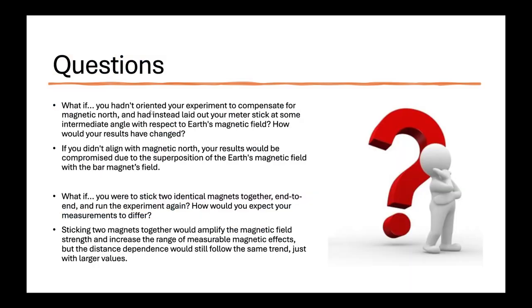And finally, some questions to answer: what if I had not oriented my experiment to compensate for the magnetic North Pole and instead laid out my meter stick at another angle? If I did this, my results would have been different because of superposition, and the Earth's magnetic field would have affected the bar magnet. And if I stuck 2 magnets together and ran the experiment again, that would change my experiment because it would increase the range of the magnetic effects, but distance dependence would still be the same, just the values would be a little larger.